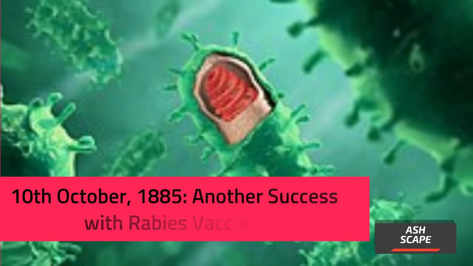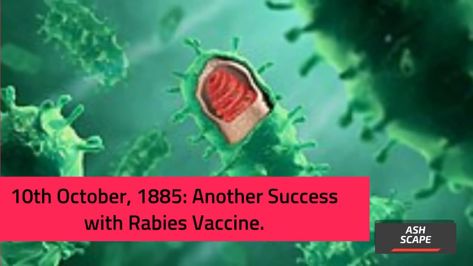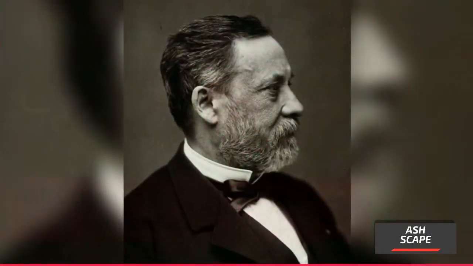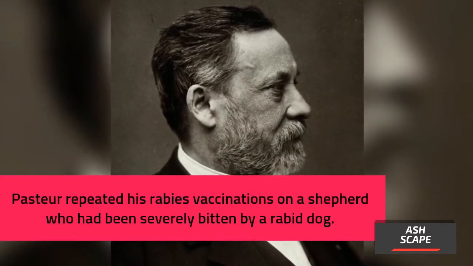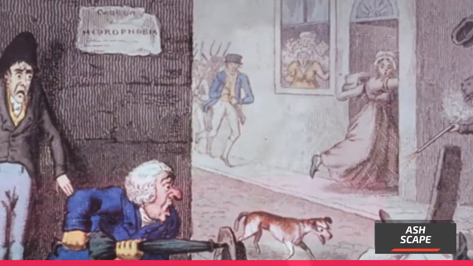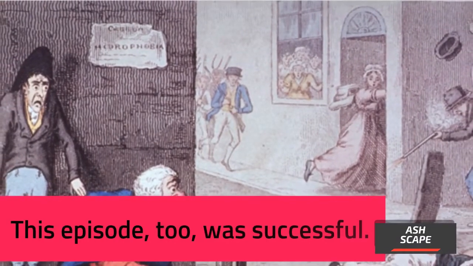10th of October, 1885, another success with rabies vaccine. Pasteur repeated his rabies vaccinations on a shepherd who had been severely bitten by a rabid dog. This episode, too, was successful.